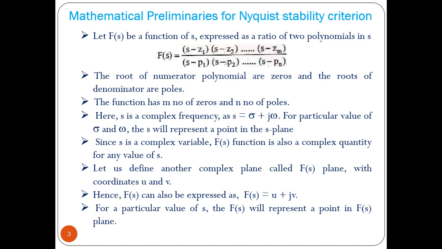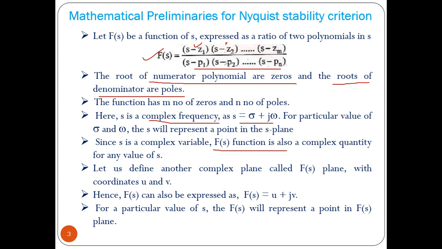Now already I told you about this point that a function F(s), a transfer function, can be written in terms of zeros and poles. Here we have m number of zeros and n number of poles, where the numerator polynomial roots are zeros and the roots of the denominator are the poles. Now s is a complex frequency expressed as sigma plus j omega. Then we can have another complex plane which can be called the F(s) plane, with coordinates u and v.